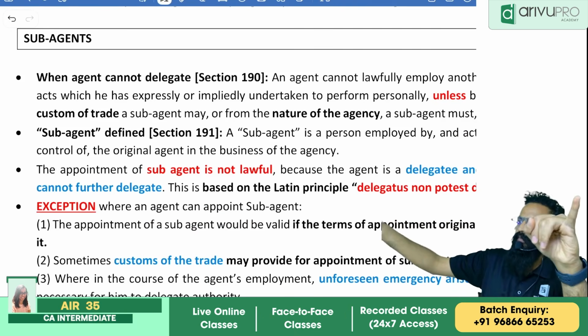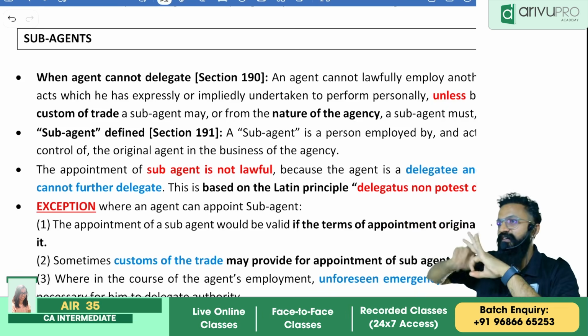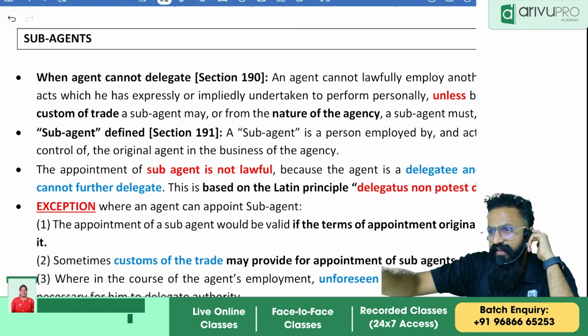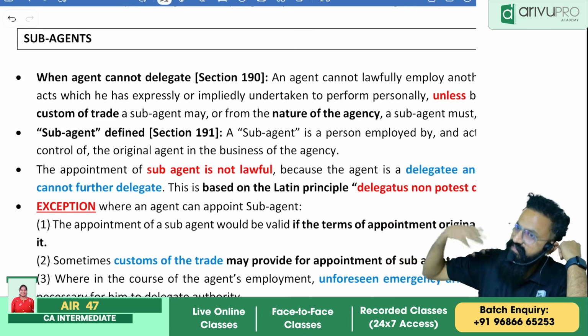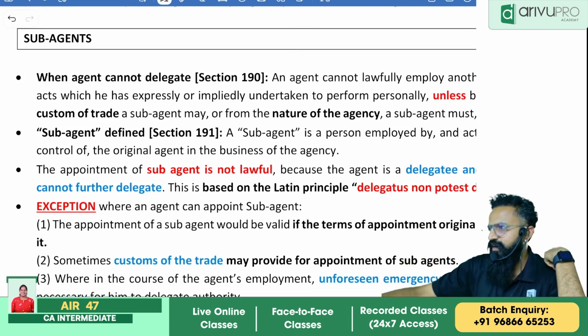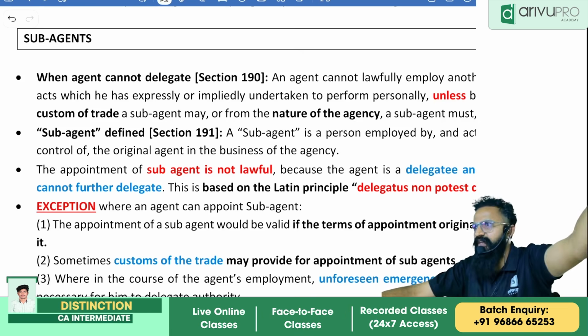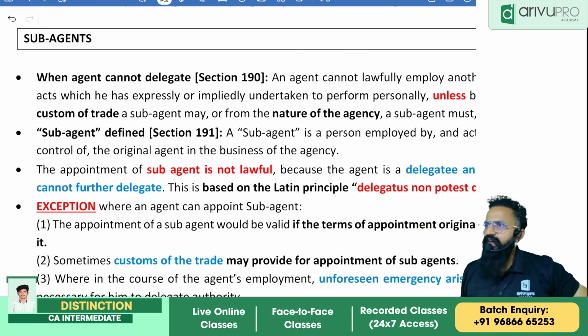When the contract provides, second one, when the custom of the trade, third one, emergency. So one is contract only provides for appointment of sub-agent, allowed. Second one is custom. We saw it in the case of event management or constructions. It is a custom. I will appoint someone else. Third one is necessity, emergency, unforeseen scenarios.